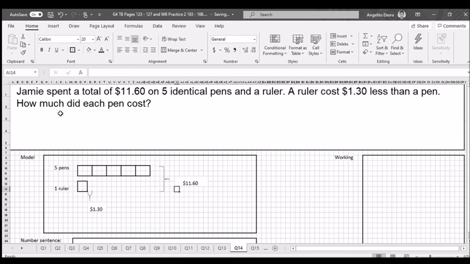So how much did each pen cost? This one is $1.30. Let's add this $1.30 so that we can make another pen. We can have another pen. So we'll add $1.30 here, to the total.